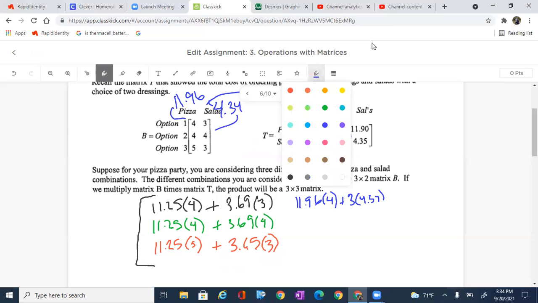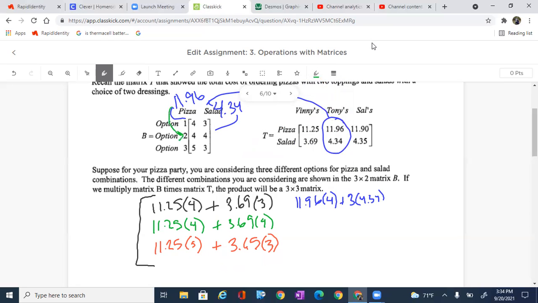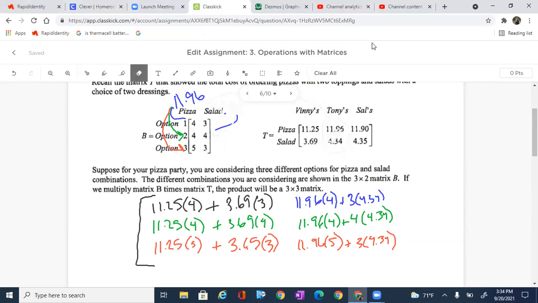And then maybe I just go ahead and I do the exact same things. I take $11.96 and I multiply it by the 4 right there. And I take $4.34 and I say, okay, well, I'm going to buy 4 salads and do $4.34. And that'll give me the total for that bill. And then I just keep working my way down, and I do $11.96 times 5. And then I add the $4.34 times the 3 salads. And then what you'll see is we'll say, well, those would give us the total costs for Tony's. Now, what are we going to do? We're going to do the exact same thing, but now we've got to go to Sal's.